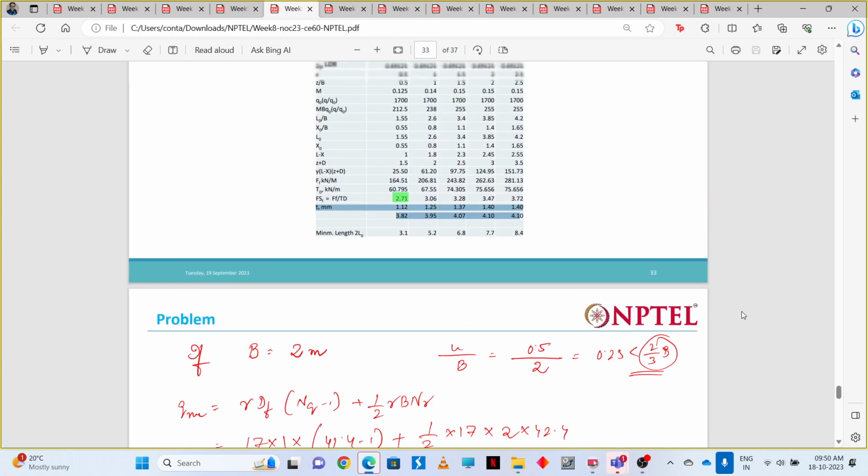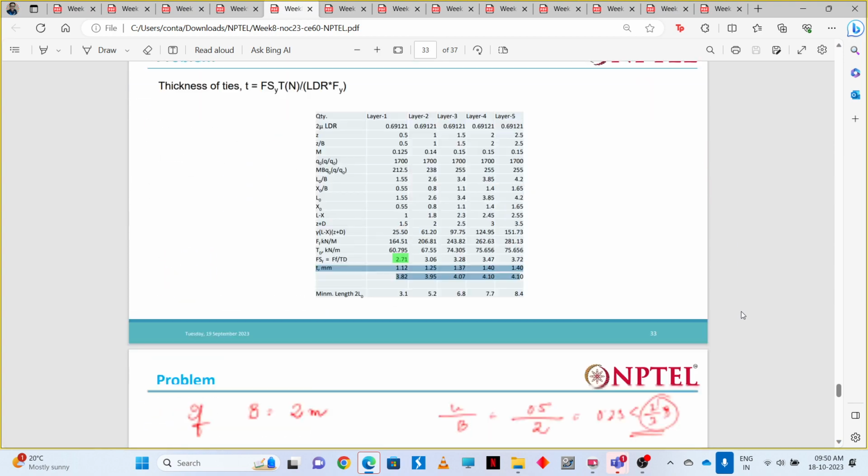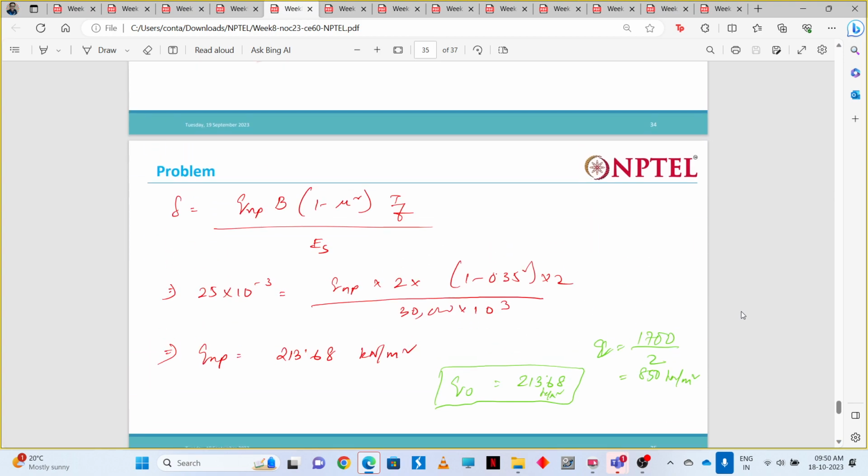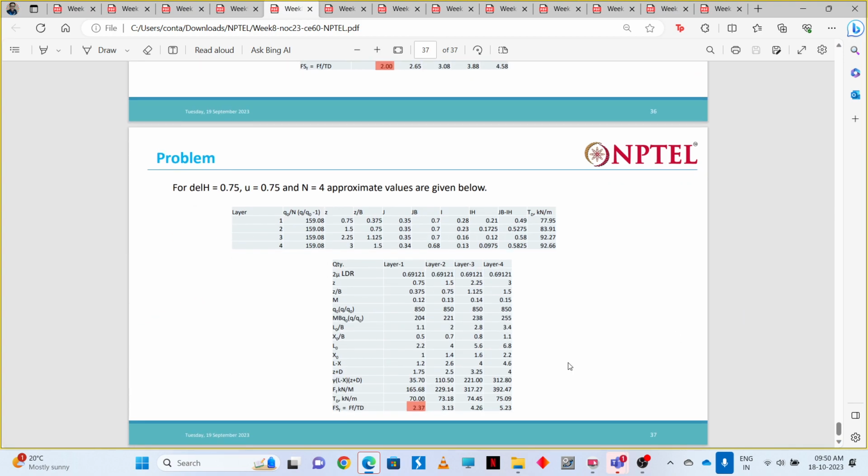This has to be solved by trial and error, by changing the spacing of the reinforcement, by changing the depth of the first layer of the reinforcement, and by changing the number of layers of reinforcement. You need to find out the optimum arrangement.